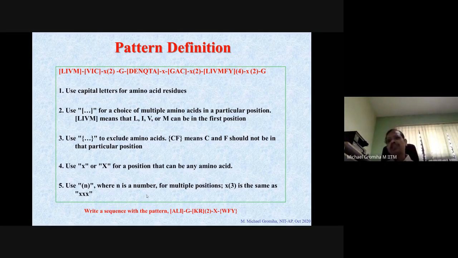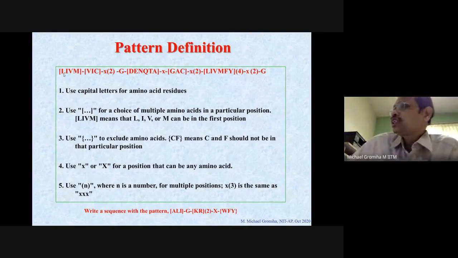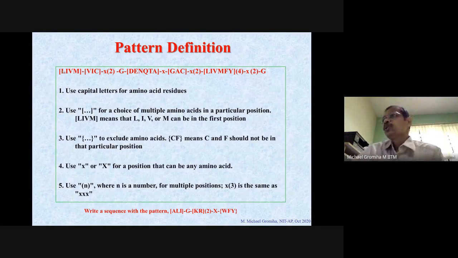Okay, so now we have the pattern definition. Maybe another 5 to 10 minutes I'll finish it up. Here, this is the definition for a pattern. So there is a square bracket. Square bracket means any of the residues within the bracket is allowed. That means L, I, V, M. So any of these residues is allowed. And here also the possibilities are V, I, C, anyone is allowed.